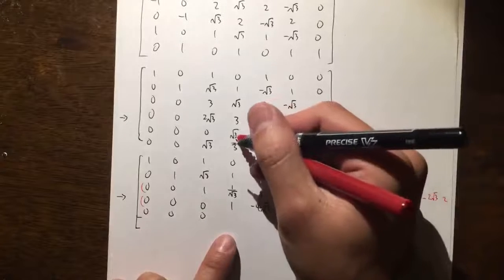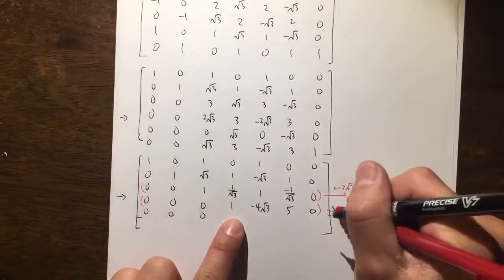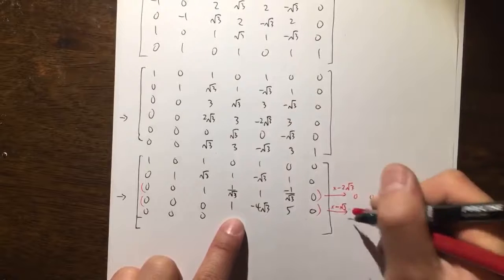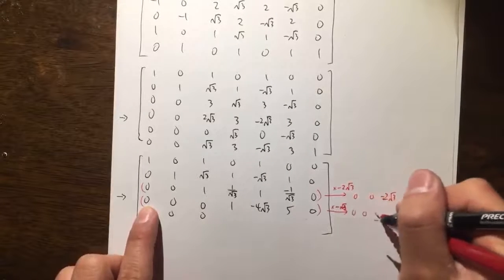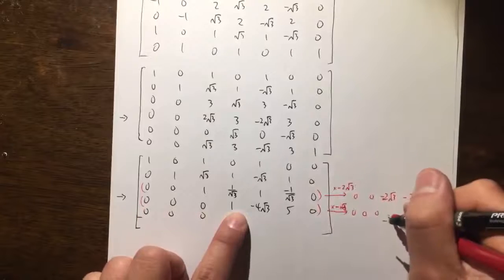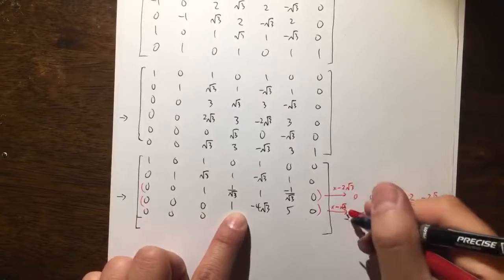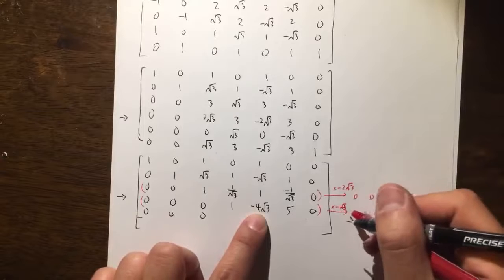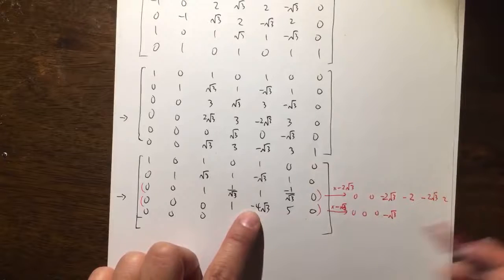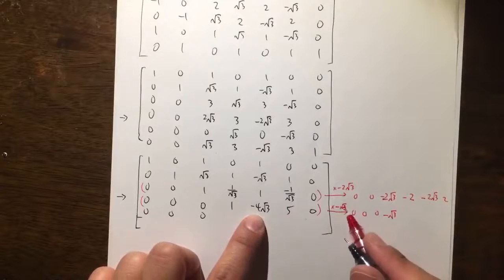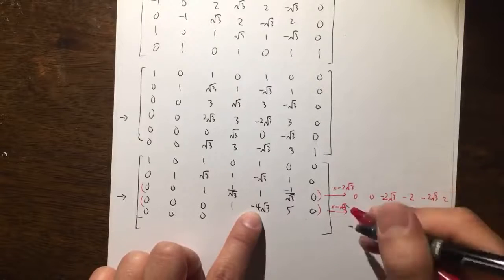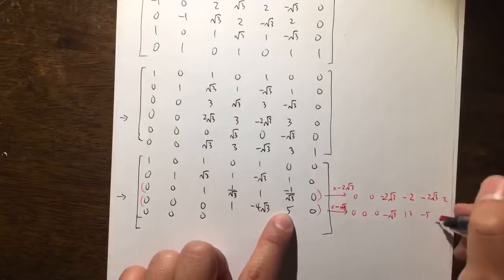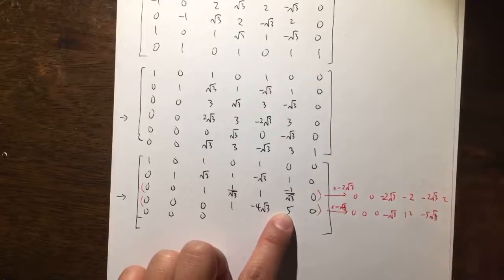So I'm going to multiply this row by negative square root of 3. So you will see this is going to be 0, 0, 0, and then this times that is negative square root of 3. And then this times that, well, negative times negative is positive, and this is 4. Square root of 3 times square root of 3 is 3, and then 3 times 4 is 12. And then this times that is negative 5 square root of 3, right? And then the last number is, of course, 0.